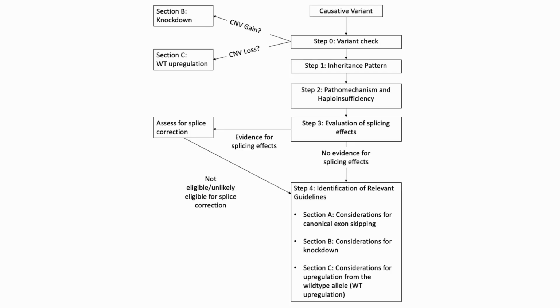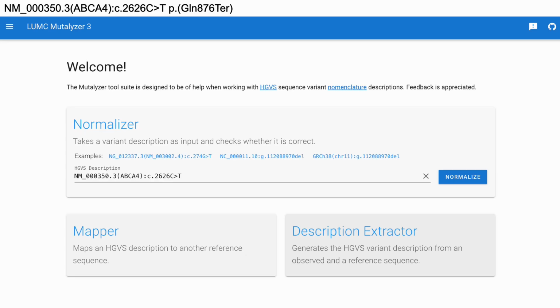In this video, we will analyze the ABCA4 variant, a 2626C>T nonsense variant, for eligibility towards ASO therapies. We first begin with a variant check.